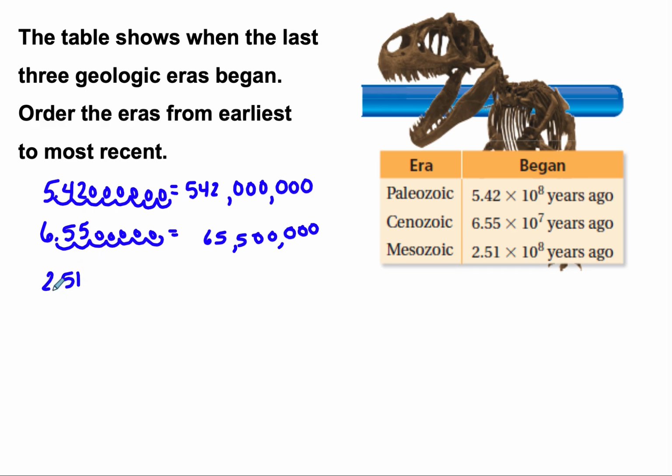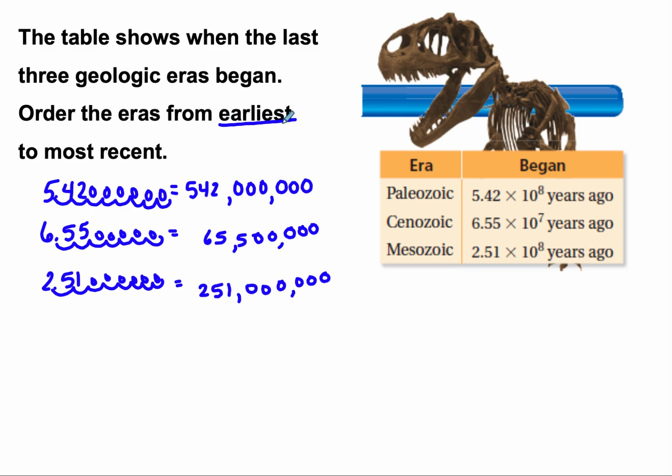And then Mesozoic was 2.51 times 10 to the 8th power. So 1, 2, 3, 4, 5, 6, 7, 8. It's going to mean adding on 6 zeros onto my answer. So 0, 0, 0, comma, 0, 0, 0, comma, 2, 5, 1.